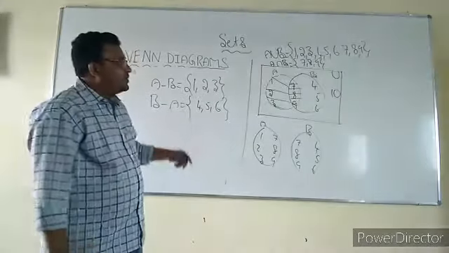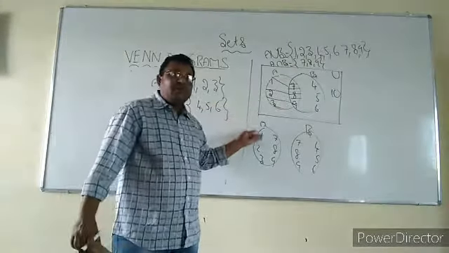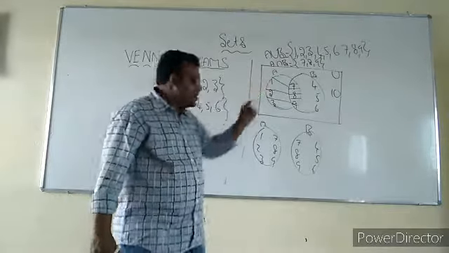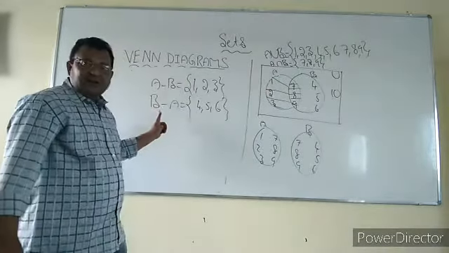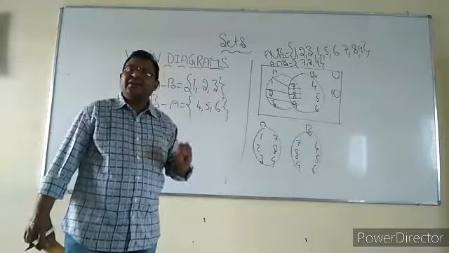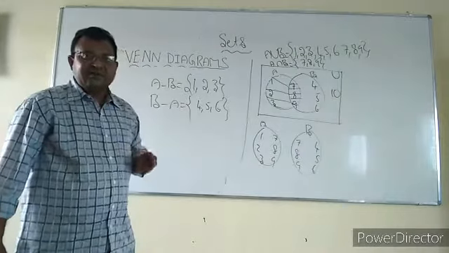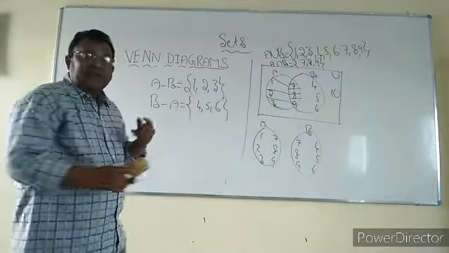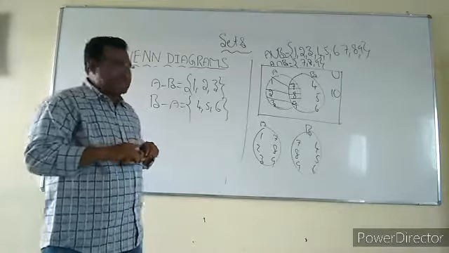Look, by observing only one diagram, 4 problems we solved here. One is A union B, another one A intersection B, another one A minus B, another one B minus A. Just by seeing. So this is the use of Venn diagrams. It will reduce time and is easy for calculation. And the next step, how to calculate the complement of a set.